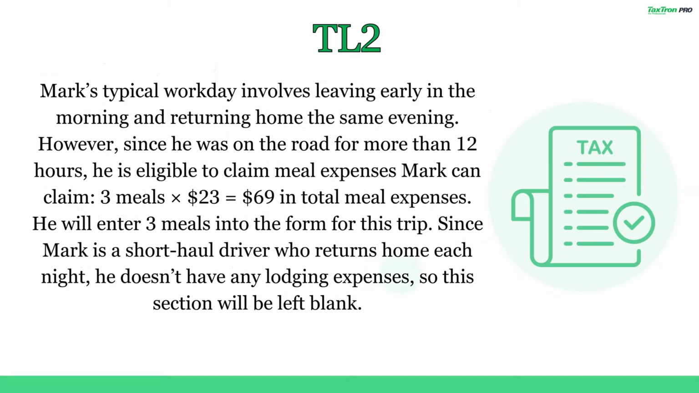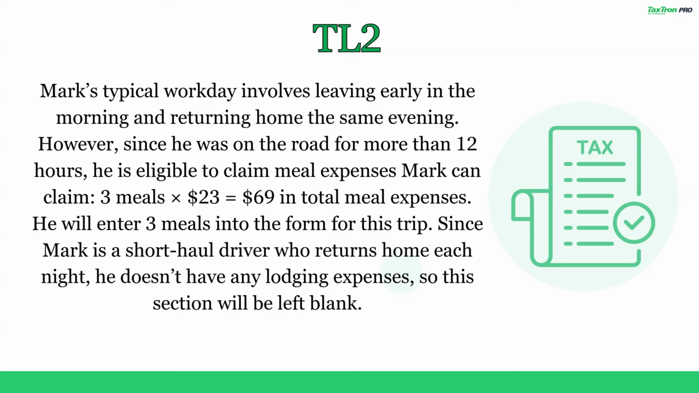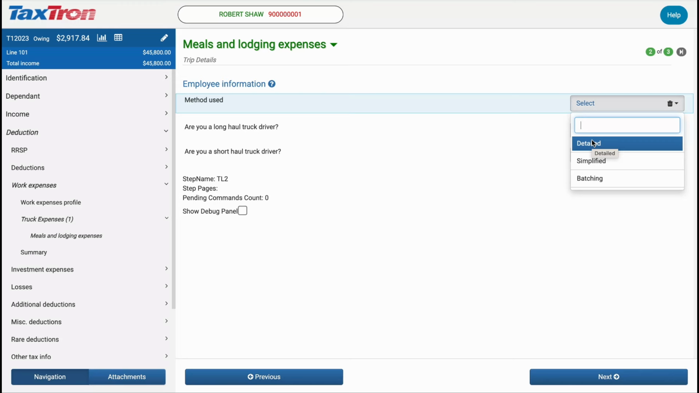Mark's typical workday involves leaving early in the morning and returning home the same evening. However, since he was on the road for more than 12 hours, he is eligible to claim meal expenses. Mark can claim 3 meals times $23 equals $69 in total meal expenses. He'll enter 3 meals into the form for this trip. Since Mark is a short-haul driver who returns home each night, he doesn't have any lodging expenses, so this section will be left blank. Let's go back to our same tax return and choose the simplified method.